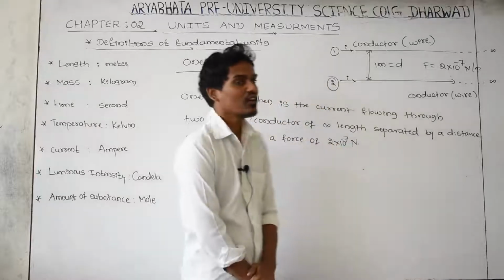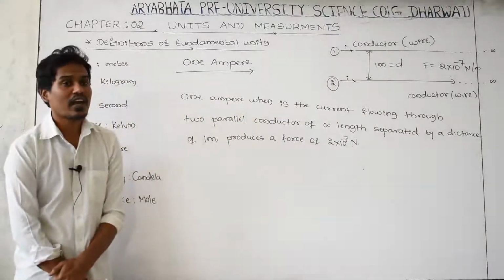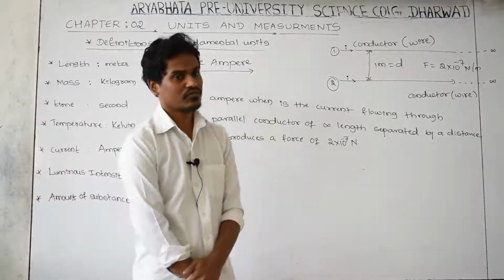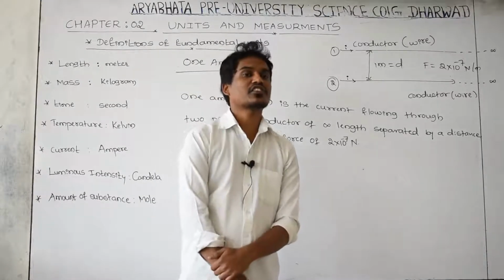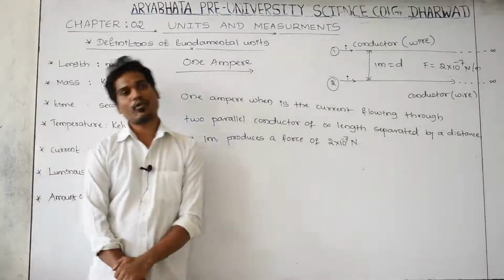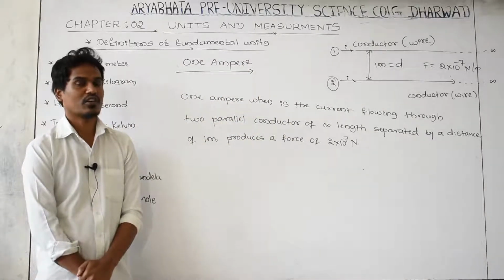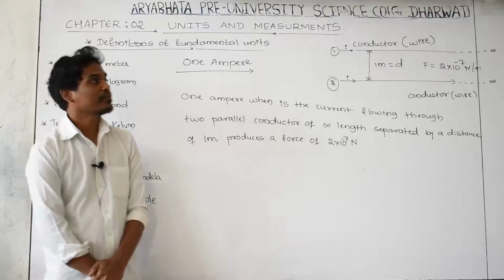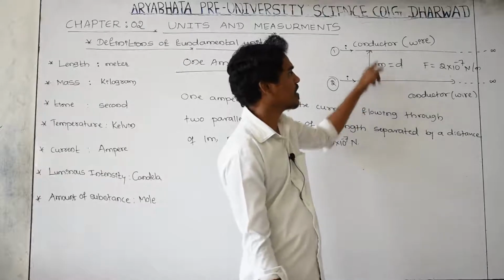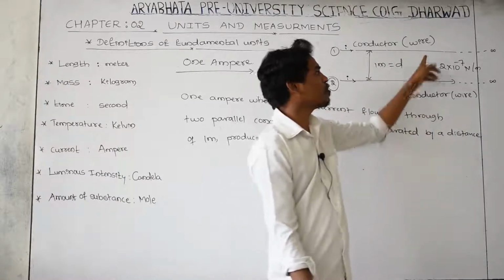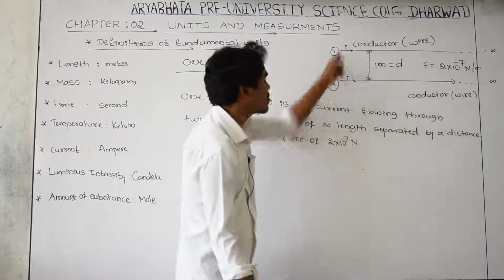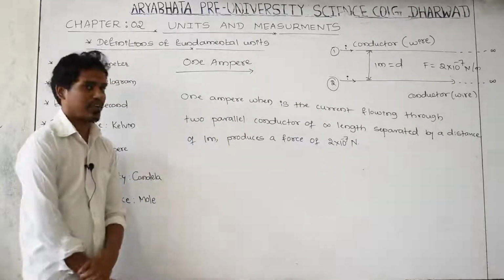What is 1 ampere? 1 ampere is the amount of current flowing through two parallel conductors separated with the distance of 1 meter that produces a force of 2 into 10 to the power of minus 7 Newton per meter. If the distance between two conductors is 1 meter, and the force produced in between these two conductors is exactly this much, then the current in these two conductors we are going to call as 1 ampere.